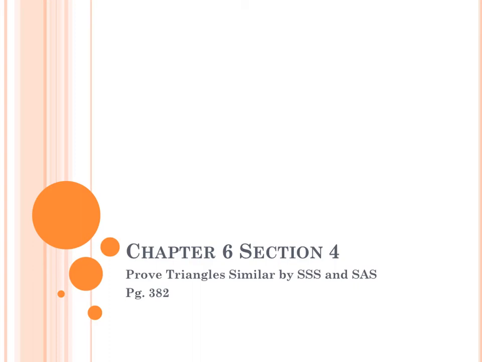We're going to take a look at Chapter 6, Section 4, the last section before our next quiz. And we're going to prove triangles are similar by SSS and SAS. So yesterday we learned that we could prove two triangles are similar by using AA. So if we could show that two angles of one triangle are congruent to two angles of another triangle, then we could show that they are similar.